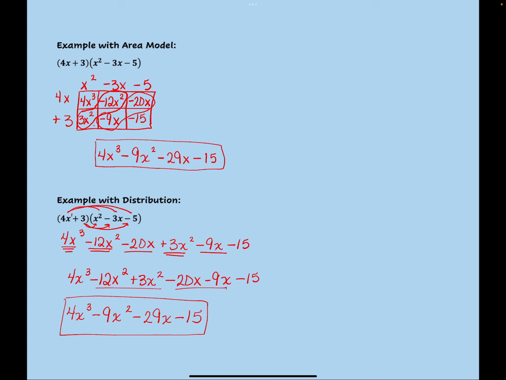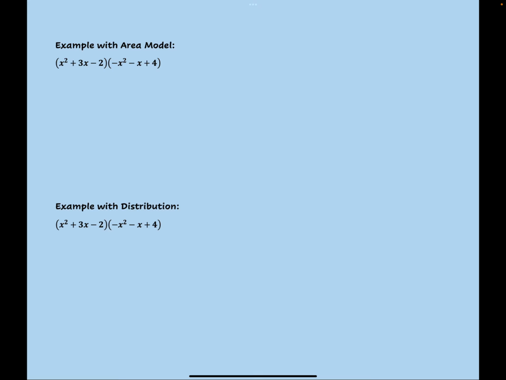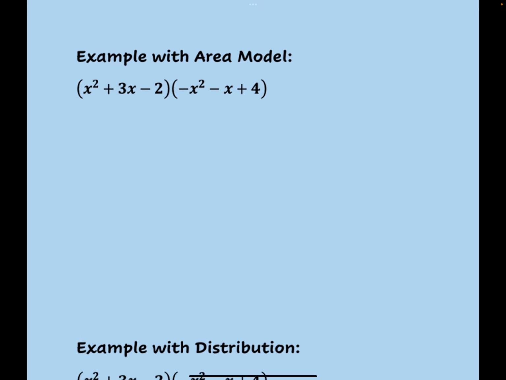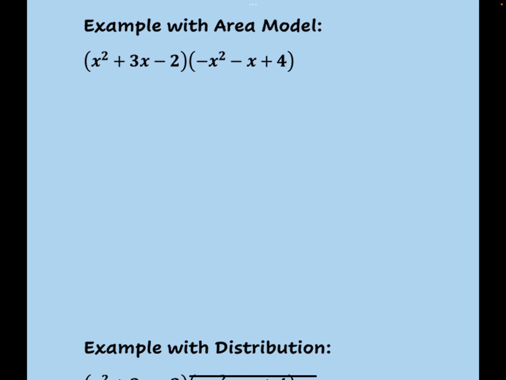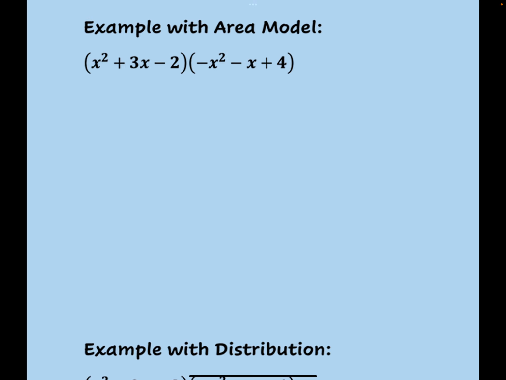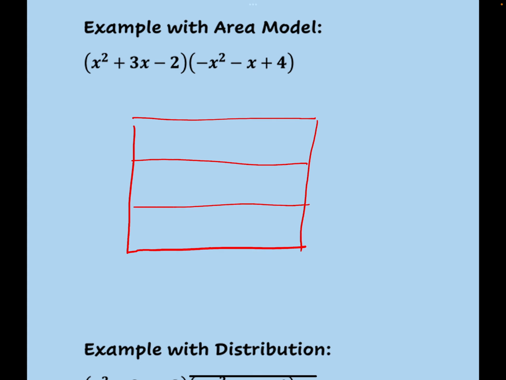One more of these is going to be multiplying a trinomial by a trinomial. Now, I will be honest with you on this one. I actually prefer the area model because otherwise there's too many lines, but let's work with it. So we've got 3 rows on this one, and we've got 3 columns. All right, so off to the left side, x squared plus 3x minus 2. Off to the top, negative x squared minus x plus 4.